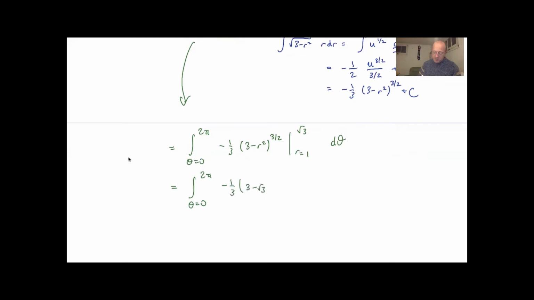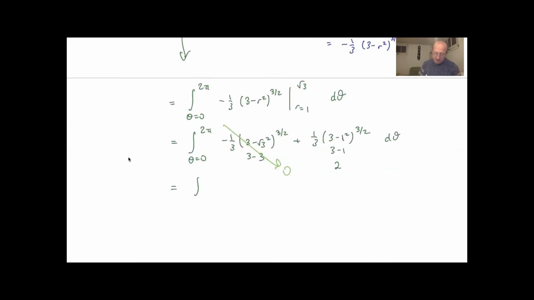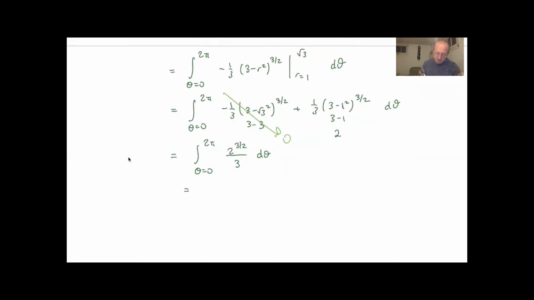So 3 minus root 3 squared, and then subtract, so plus 1/3, 3 minus 1 squared to the 3/2. Now 3 minus root 3 squared is 3 minus 3. So this whole term is 0. And here I have 3 minus 1. That makes 2. So we have integral theta equals 0 to 2 pi, 2 to the 3/2 over 3 d theta. That's a constant. So when we integrate a constant, let's cut to the chase. You just have the value of that constant times the length of the interval that it's being integrated over.